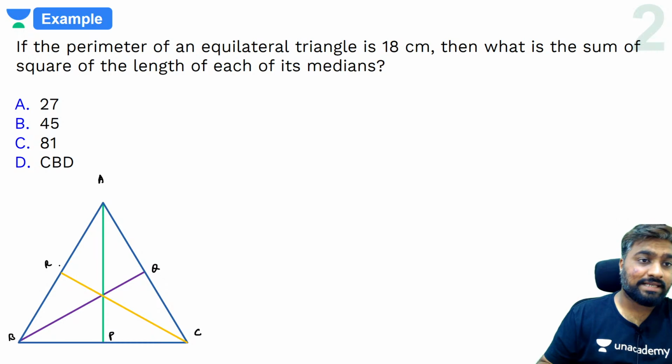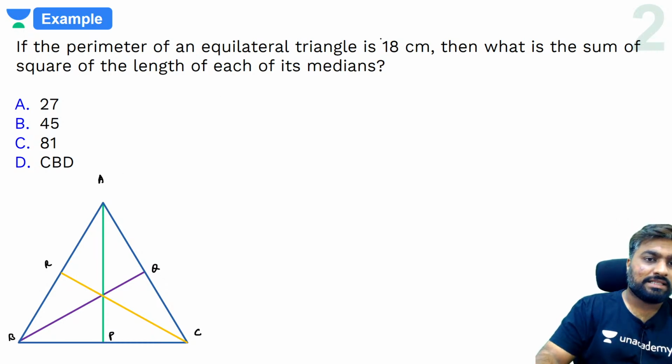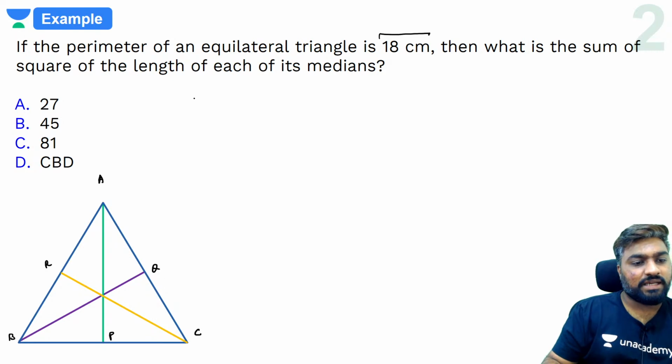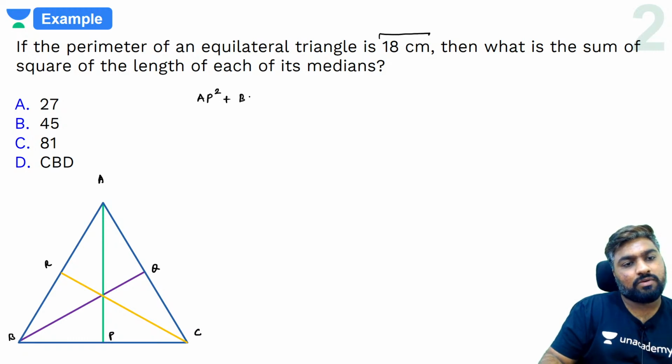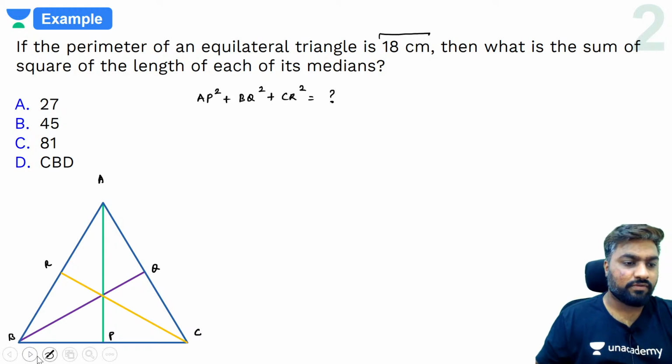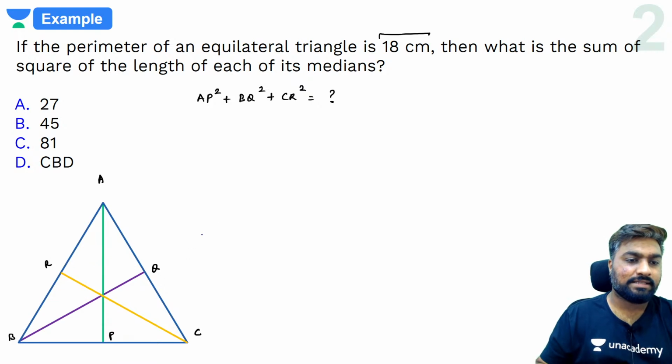Okay, what are they asking? They're saying that the sum of all the 3 sides, that's perimeter, is 18 centimeter. What is the sum of the square of the length of each of its medians? That is what they're asking. What is the sum of AP square plus BQ square plus CR square? This is your unknown. This is what you have to find out. Let's see if you can quickly answer this, guys.